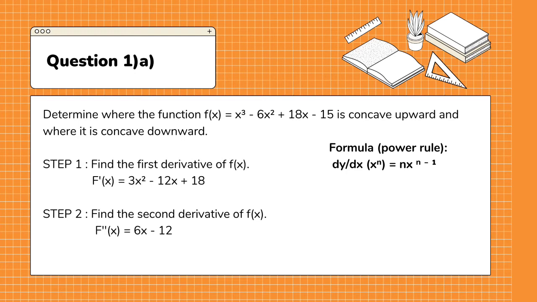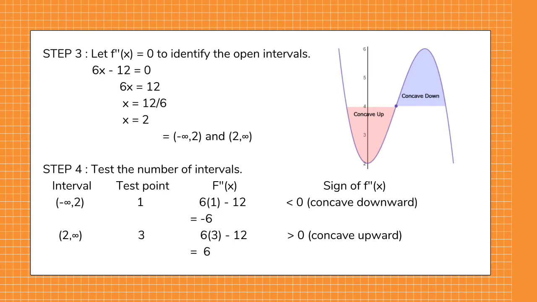Okay, so the first thing that we need to do is differentiate the f(x) function by using the formula of the power rule as shown. The first derivative was 3x squared minus 12x plus 18. After that, we have to find the second derivative of f(x) and the answer is 6x minus 12. Then, for step 3, we need to let the second derivative function equal 0 to identify the open intervals. And the answer is negative infinity to 2 and 2 to infinity.